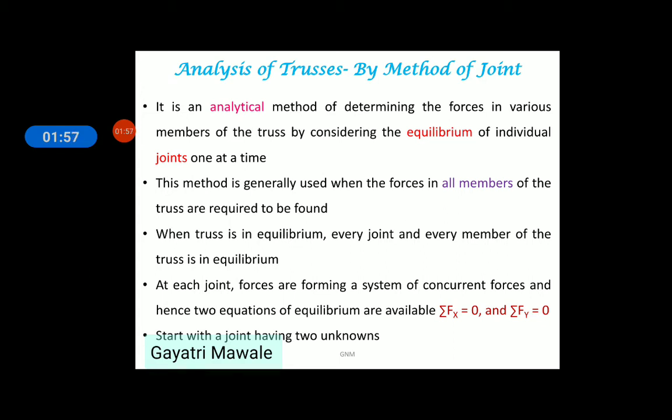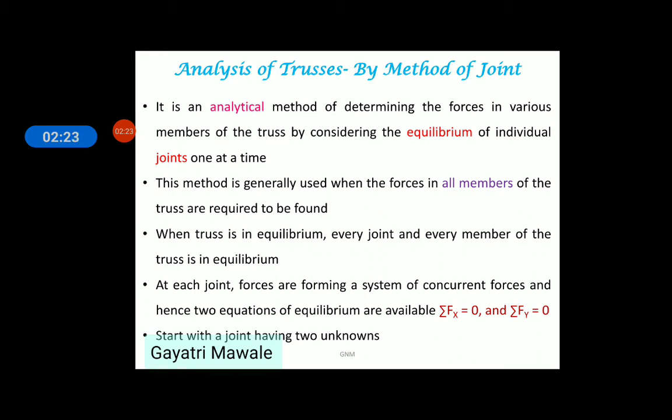Analysis of trusses by method of joint. It is an analytical method of determining the forces in various members of the truss by considering the equilibrium of individual joints one at a time. This method is generally used when the forces in all members of the truss are required to be found.